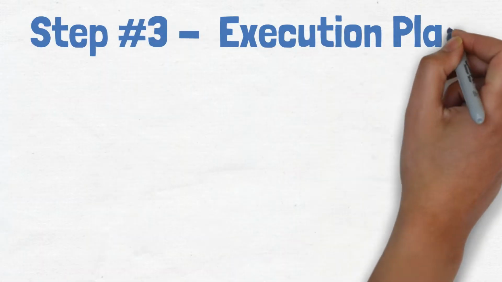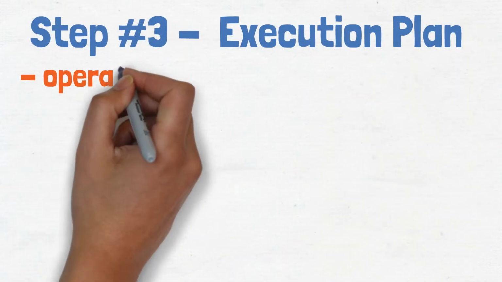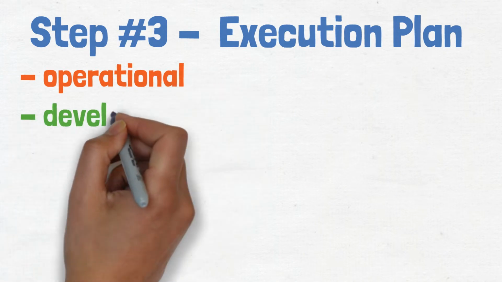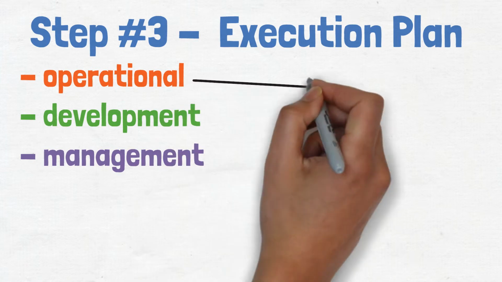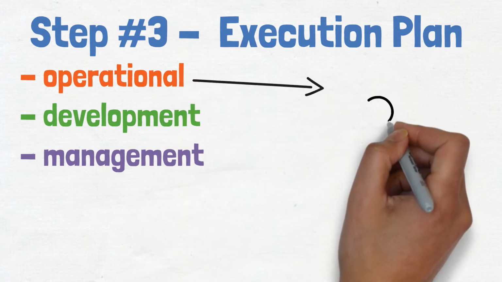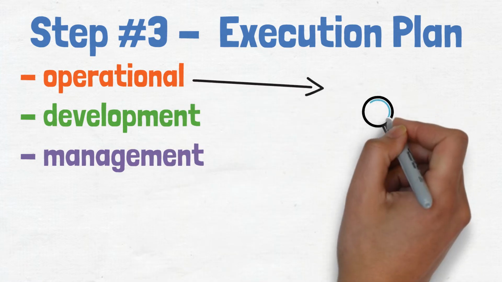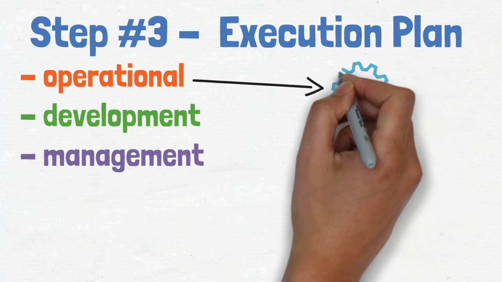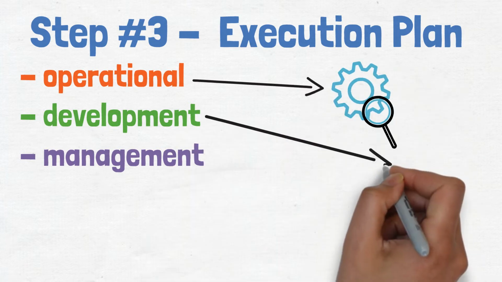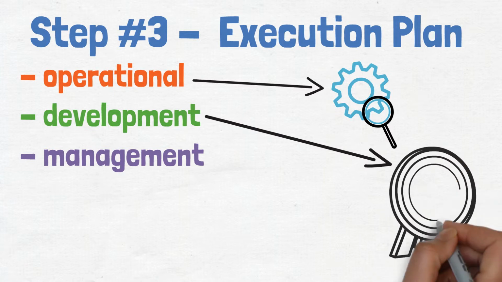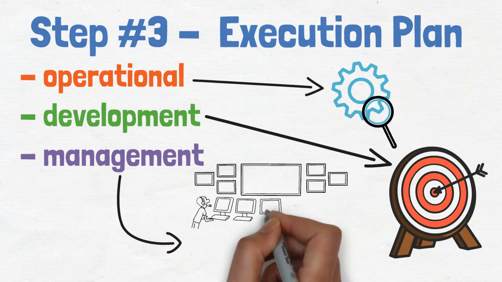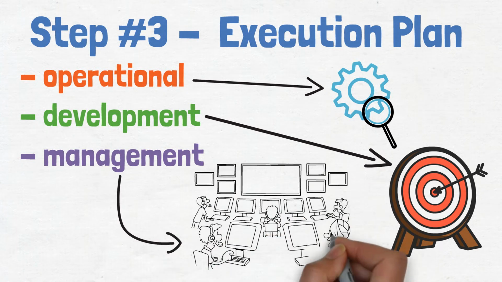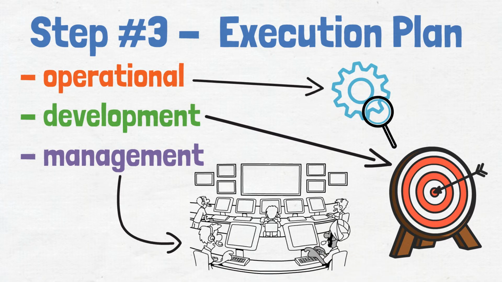Step number 3, execution plan. This step includes outlining the operational, development, and management aspects of the business. The operational plan details how the business will function on a day-to-day basis, including responsibilities, processes, and procedures. The development plan outlines the goals and objectives of the business and how they will be achieved. Finally, the management plan sets forth the policies and procedures that will be used to manage the business.